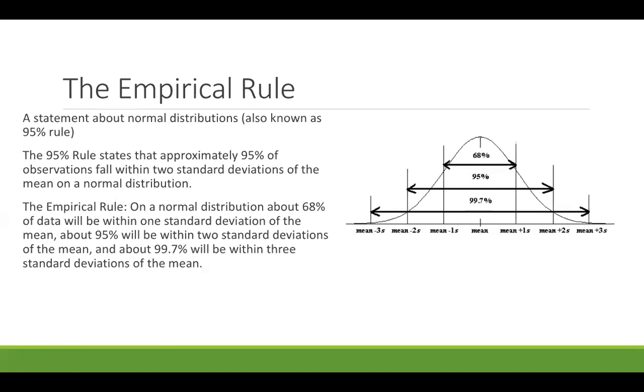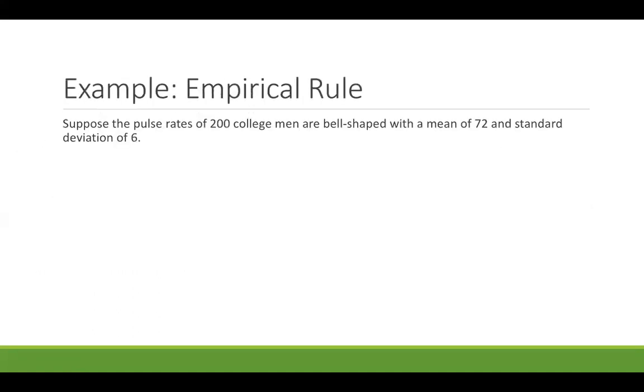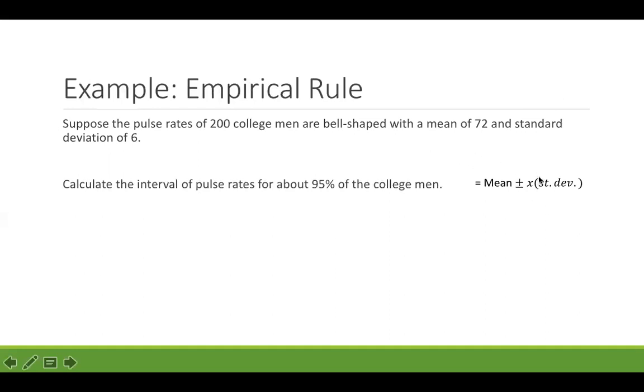So I have an example of the empirical rule. Suppose that the pulse rates of 200 college men are bell-shaped, so that's normally distributed, which means that you can use the empirical rule here, with a mean of 72 and a standard deviation of 6. Calculate the interval of pulse rates for about 95% of the college men. That means you're going to use the 95% rule here. And you'll use this formula: mean plus or minus the number of standard deviations times the standard deviation.